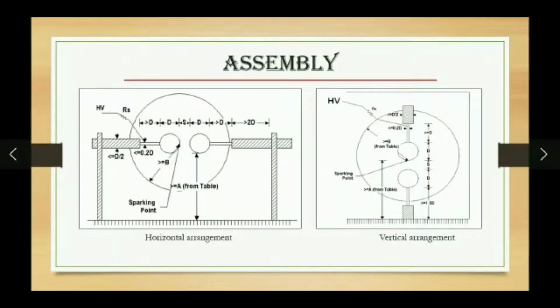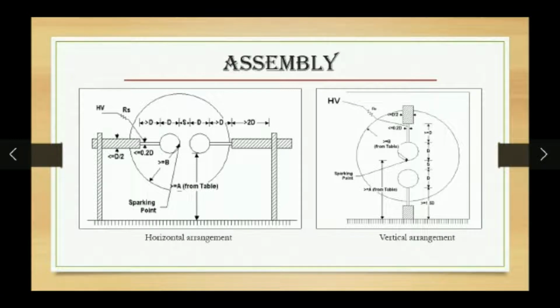In this assembly diagram, you can see two spheres. The sphere gaps are used for voltage measurement. A uniform field spark gap will always have a spark over voltage within a known tolerance under constant atmospheric conditions. Hence, a spark gap can be used for measurement of peak value of voltage. Normally, only sphere gaps are used for voltage measurement.